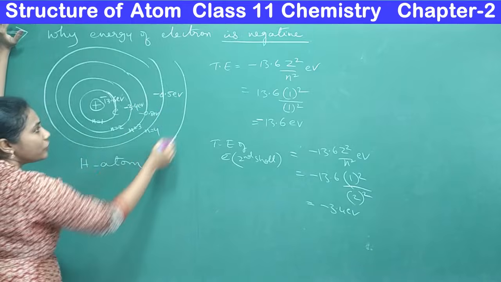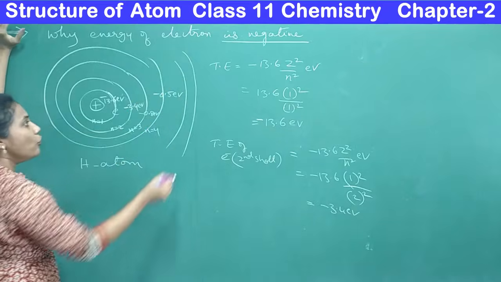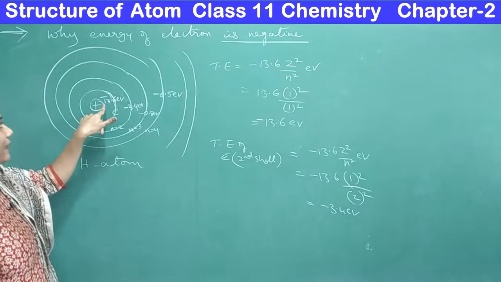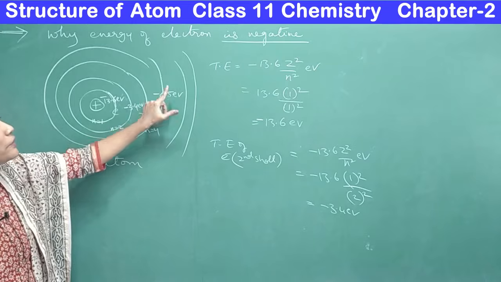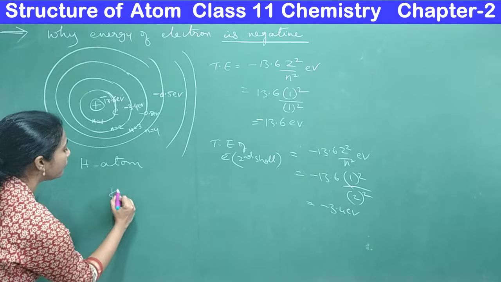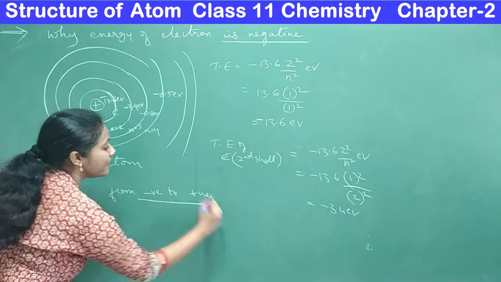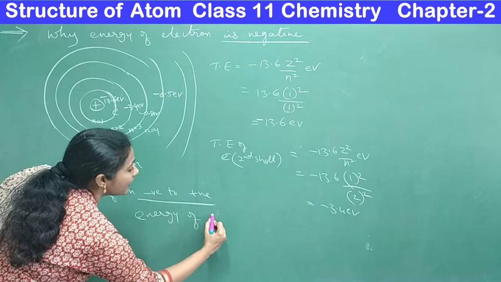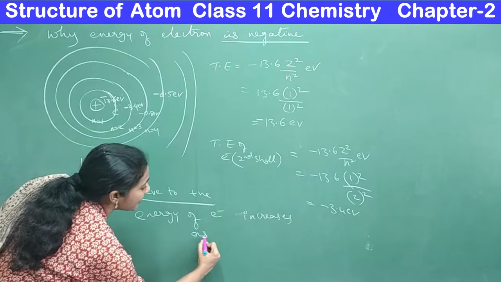Likewise, when I calculate for the fifth shell, you see the value is going from negative towards positive. You see, minus 13.6, minus 3.4, minus 0.8, minus 0.5. So that means the value is going from negative to positive. What does it mean? It means energy is increasing. Energy of electron increases as shell number increases.